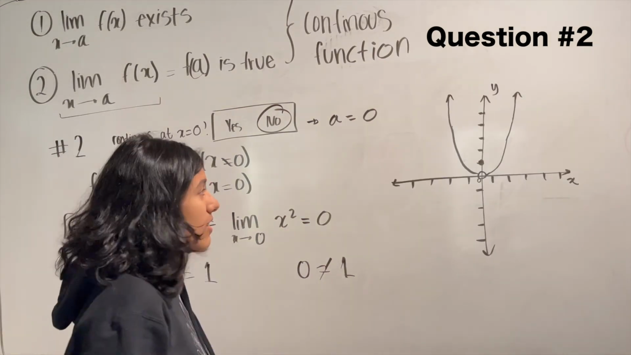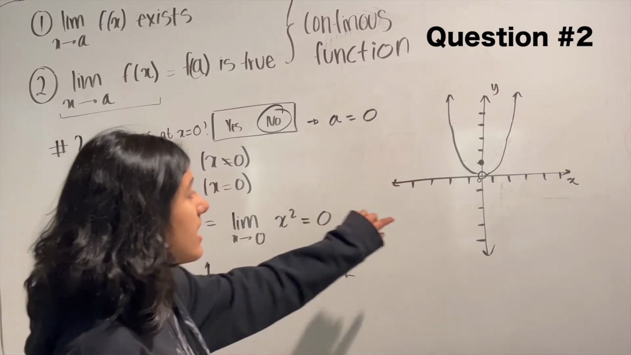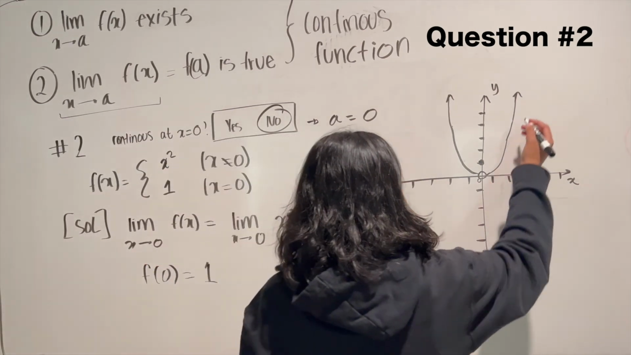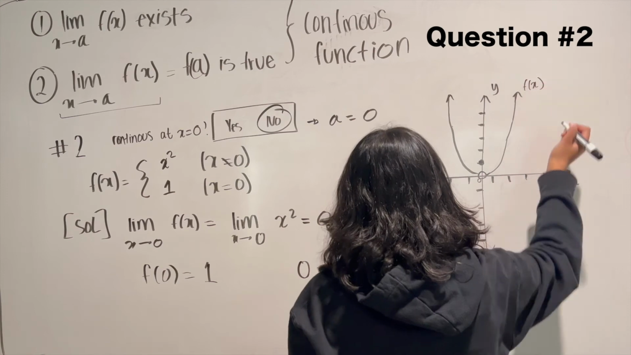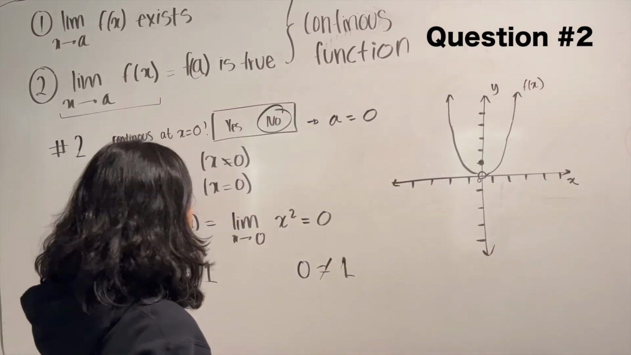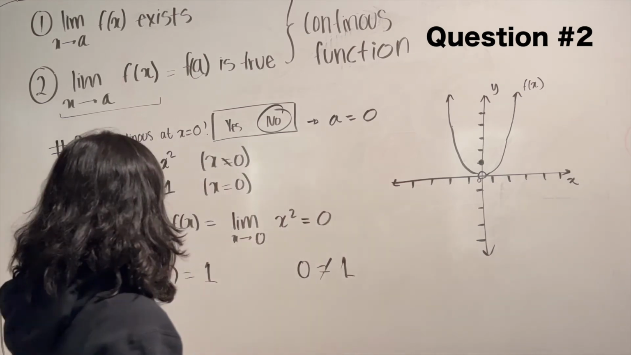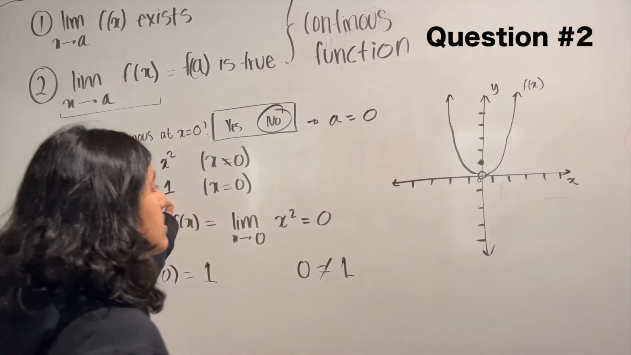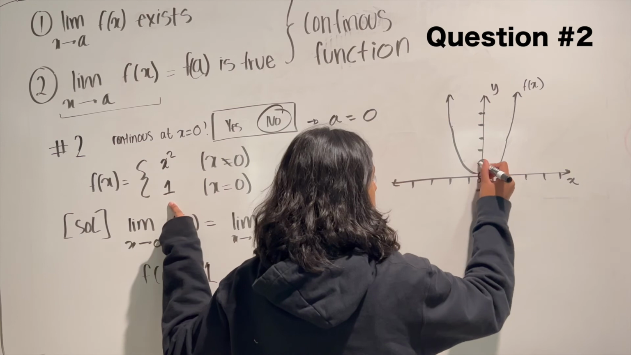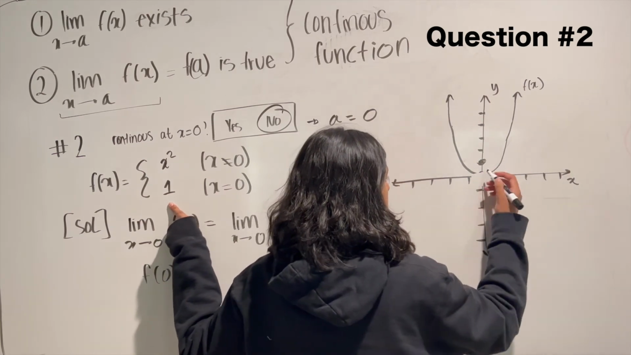In addition, we can also graph f of x like I have done over here. You see that this is essentially f of x. So it is x squared, meaning that it's going to be a parabola opening up. And we know that at x equals 0, f of x is 1. So that's where this point comes in. And let me make this a bit bigger.